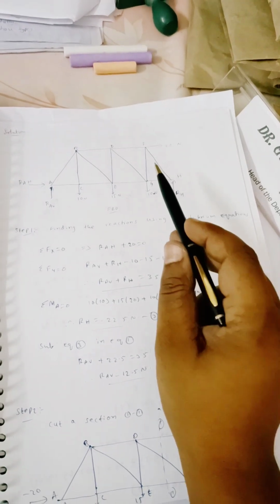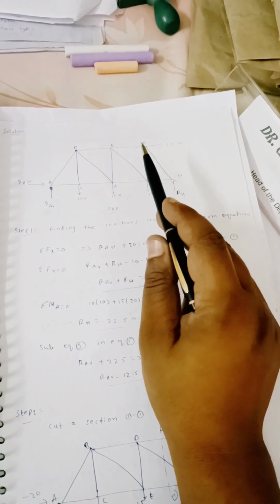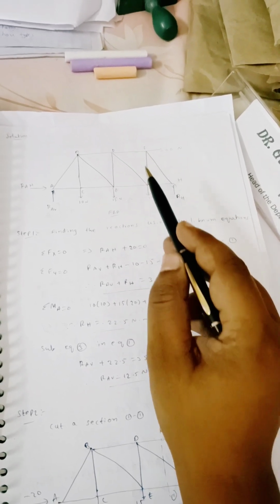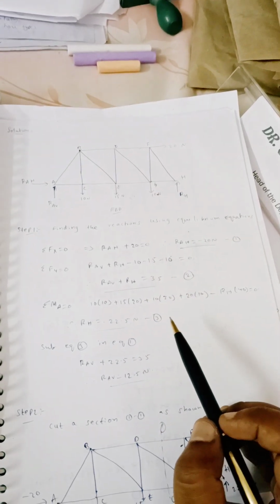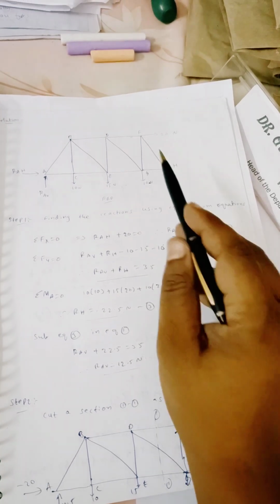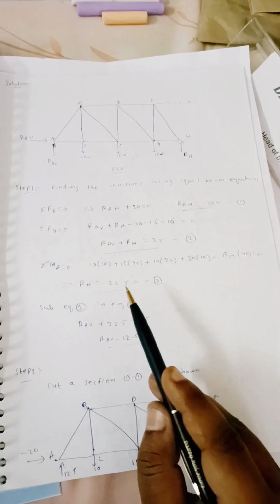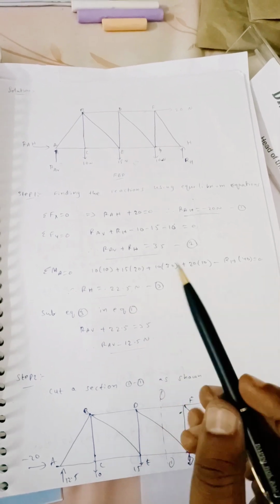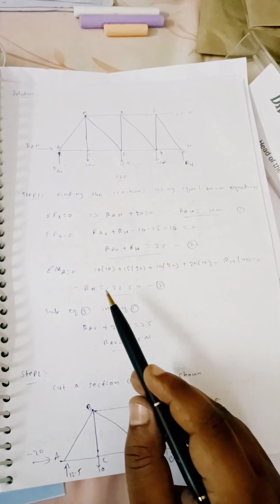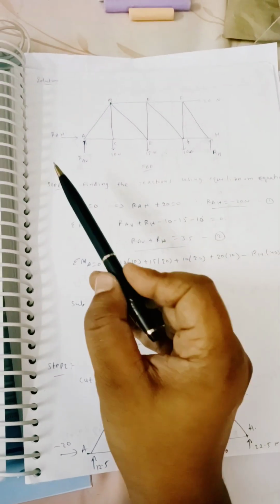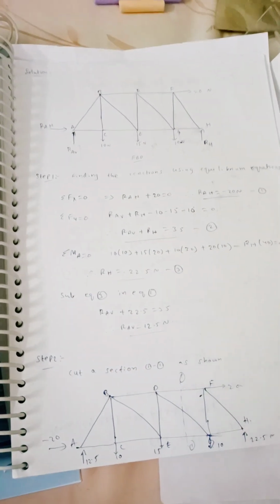And one more thing, this 20 is there. 20 into perpendicular distance. What is this distance? This height, which is 10. So 20 into 10 clockwise. From here you will get RH equal to 22.5 Newton. Substituting this value, you will get RAV. So from step 1, we have got all the reactions.